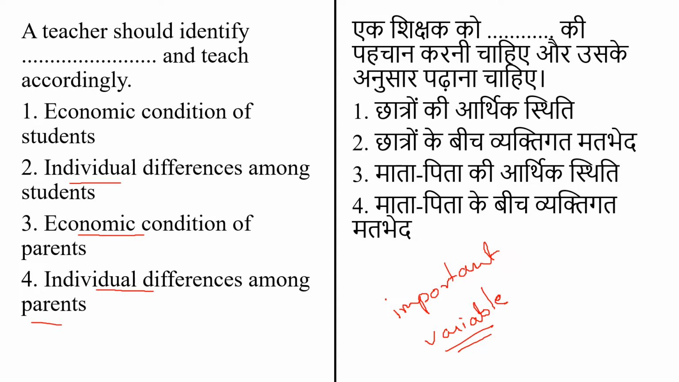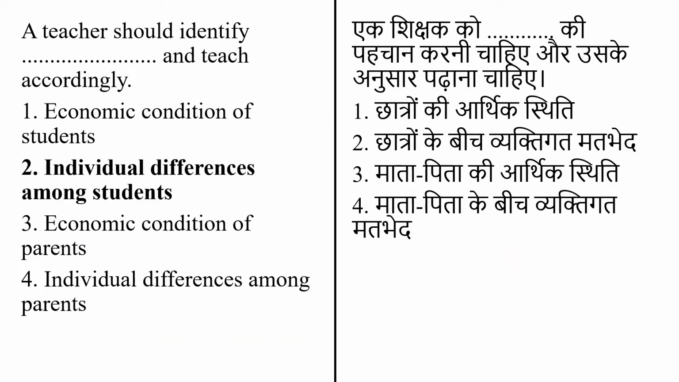A teacher should consider all the individual differences of the students before planning the lesson, since each student is different. Every student in the class will not be the same. Each student has a different capacity, different ability, right? So we consider each student as different. They understand and learn at their own speed. So what will be the answer here? The answer will be option number 2. The teacher should identify individual differences among the students and teach accordingly.